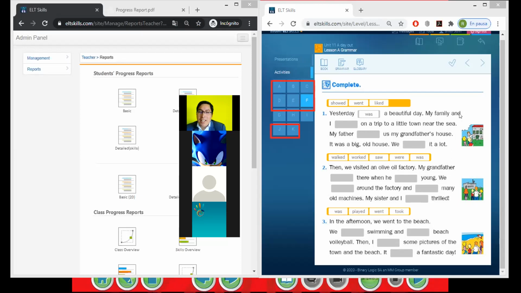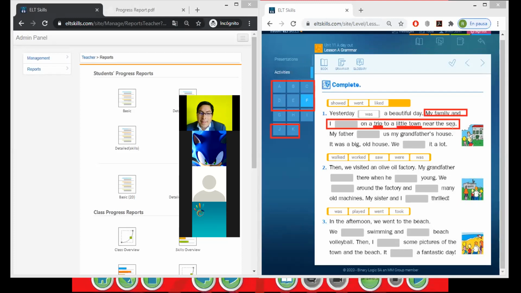My family and I, no, my family, on a trip to a little town near the sea. Para que completes, tienes que leer la oración y tienes que intentar entender. No solo te quedes aquí, no, my family and I. Tienes que leer toda la oración completa, hasta el punto. On a trip, you see, on a school trip, to a little city, to a little town.